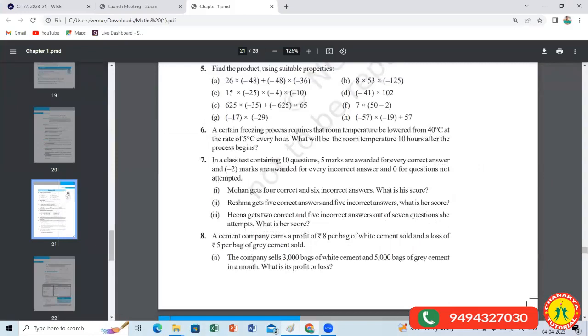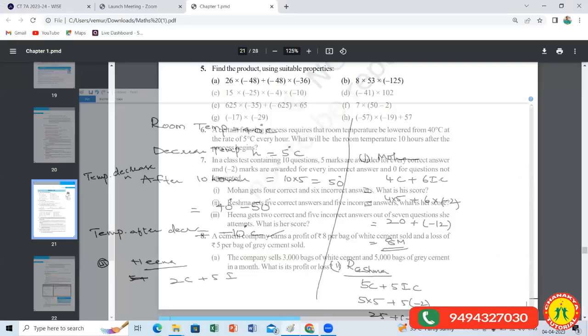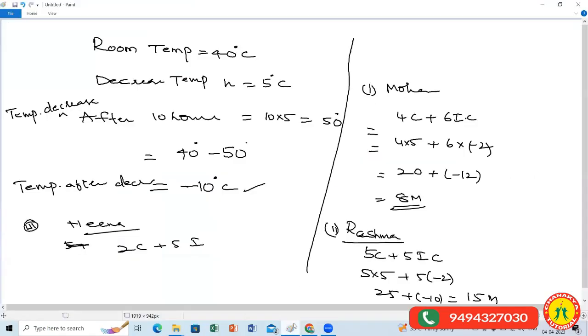Hina gets 2 correct and 5 incorrect. This is about Hina. 2 correct and 5 incorrect answers. Of 7 questions she attempts. So number of questions she attempts was 7. What is the total score?